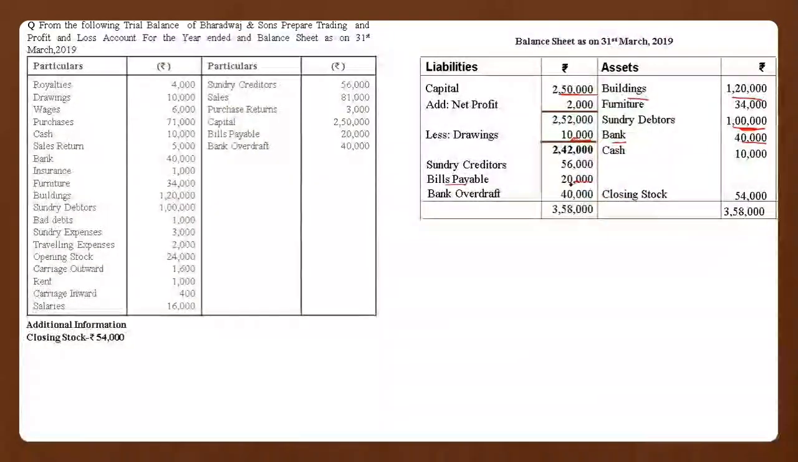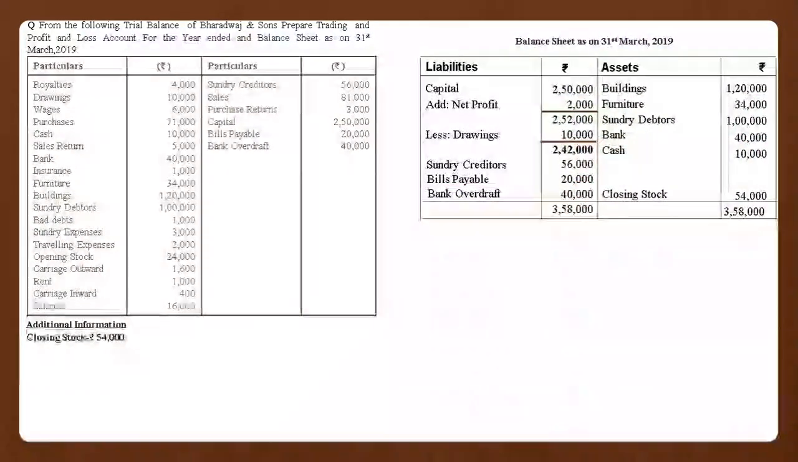Then bank overdraft. Same bank overdraft. Overdraft is a loan provided by the bank. So it is your liability. So you are going to write on the liability side, bank overdraft 40,000.